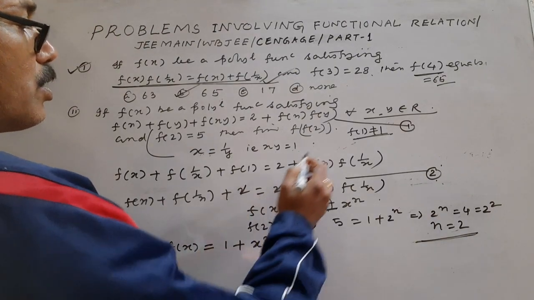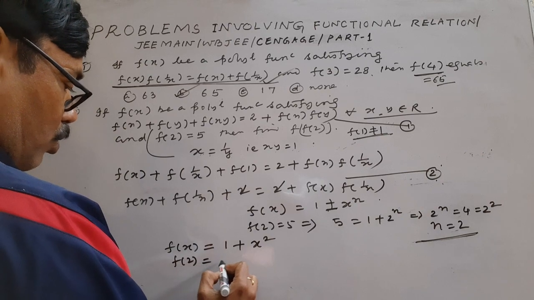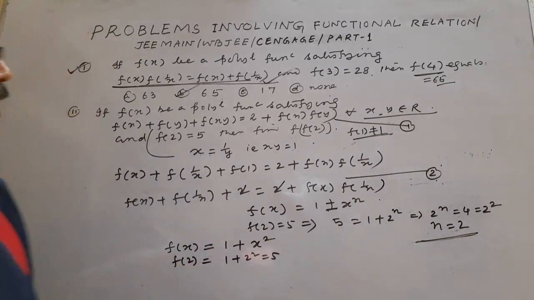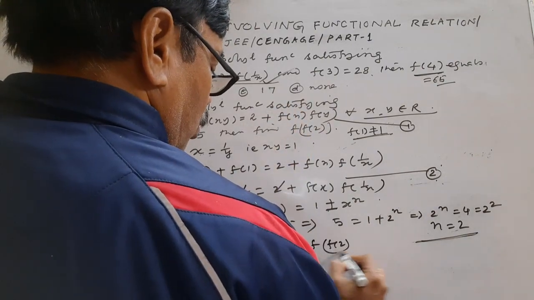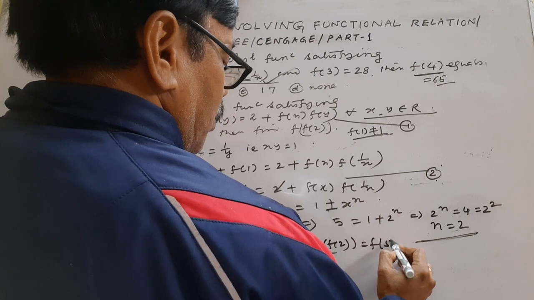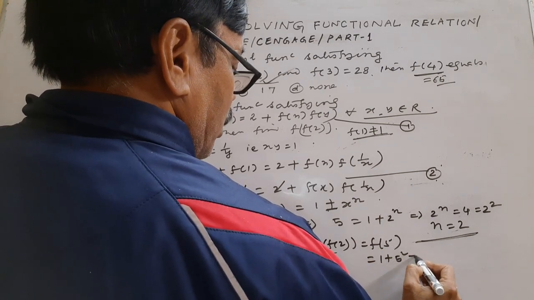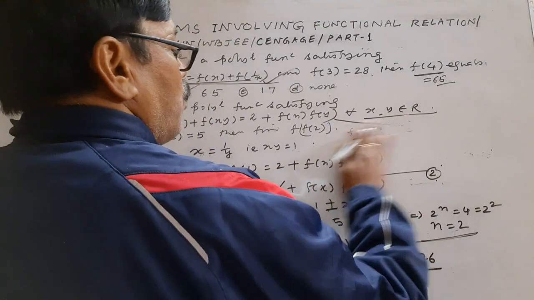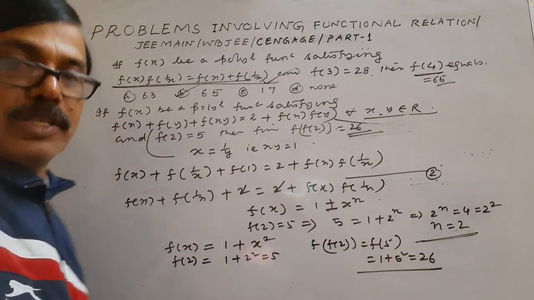So what is f(2)? f(2) = 1 + 2 square = 5. So it is also given f(2) is 5. Now f of f(2), so f(5) = 1 + 5 square, so this is 26. So f of f(2) is 26.